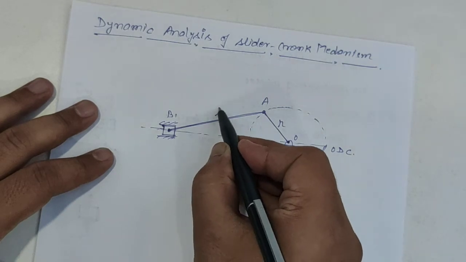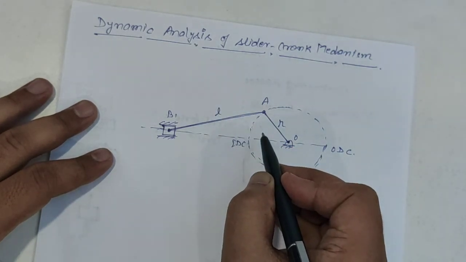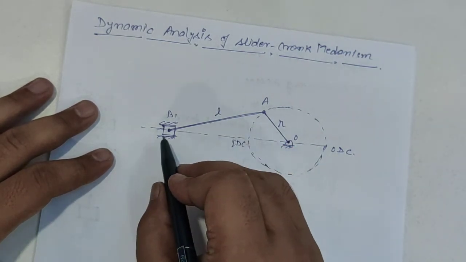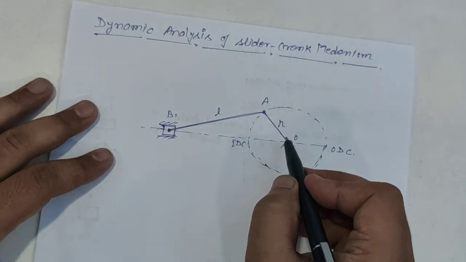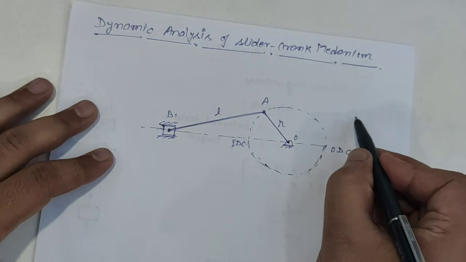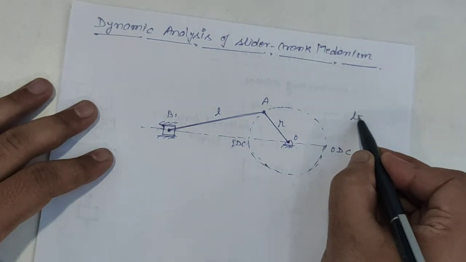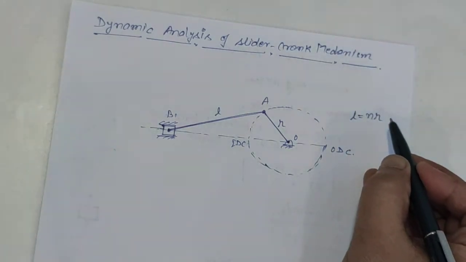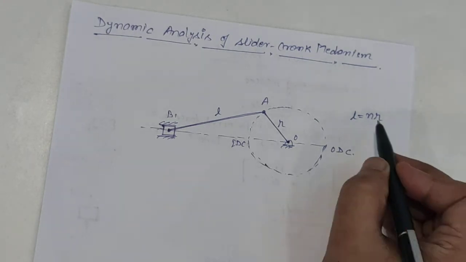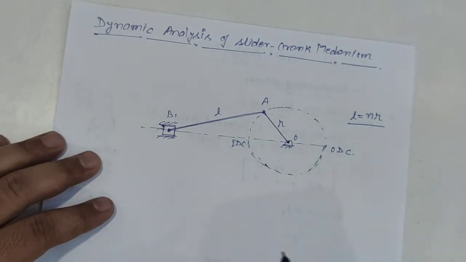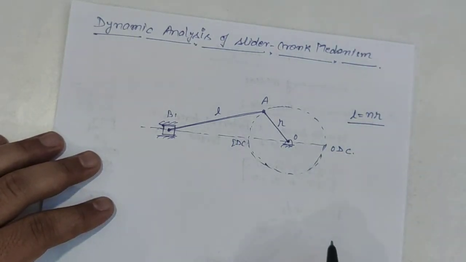R is the length of the crank, L is the length of the connecting rod, and we are assuming that the length of the connecting rod is large as compared to the crank. So we are considering L is equal to N into R. This part we will use afterward.